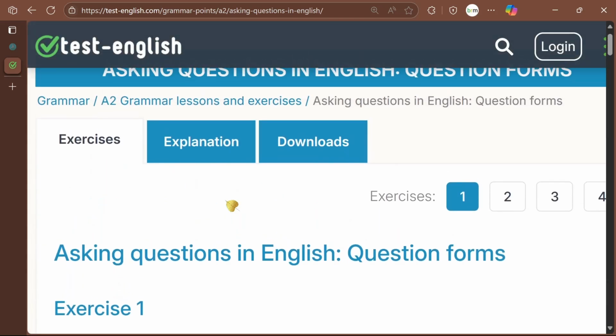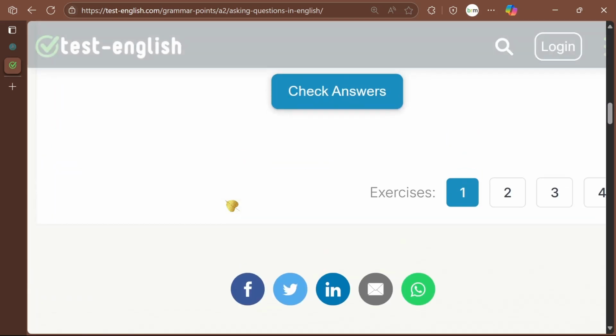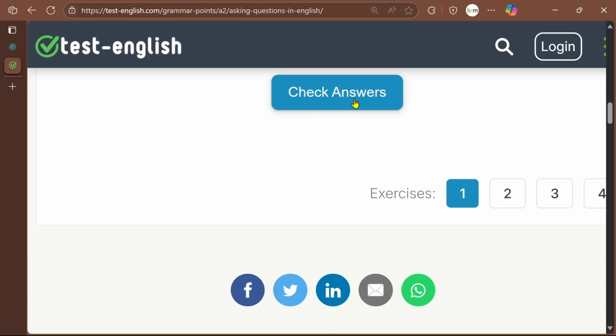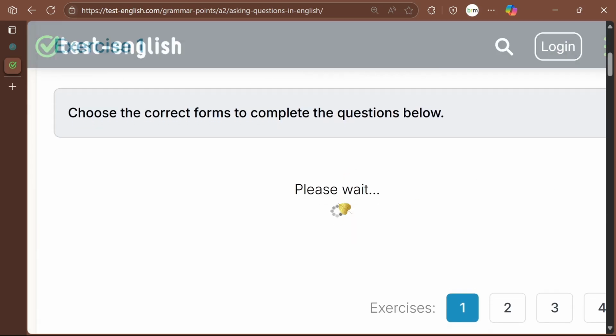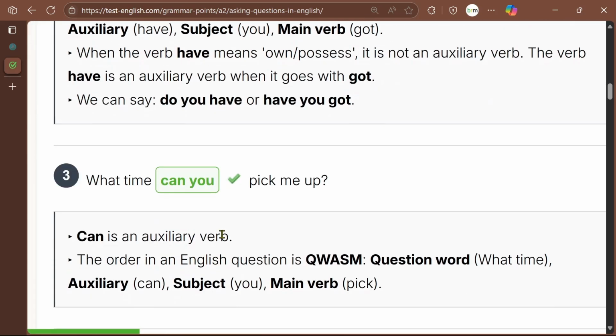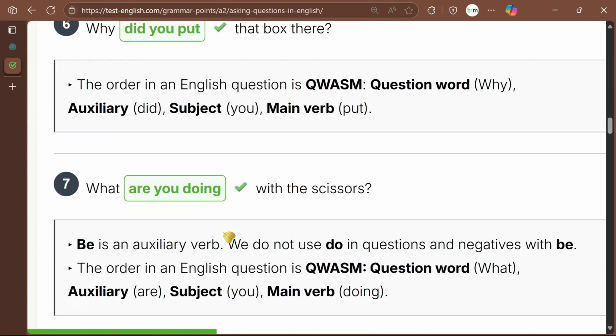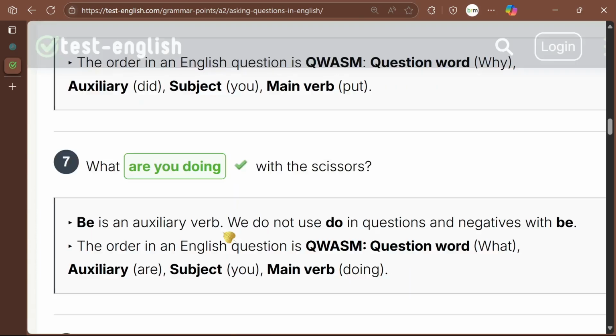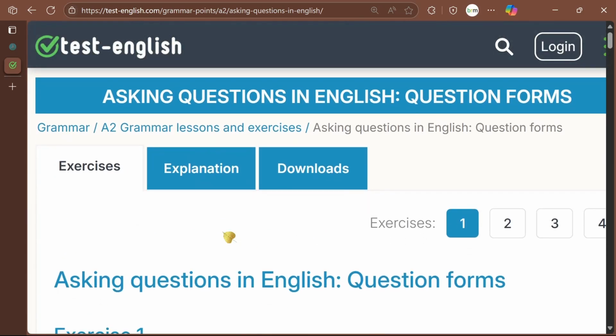So you can do this by yourselves and then check your answers. Let's check our answers. See? All of the ones we answered are correct. Okay, we're not going to do everything. You have to do it yourselves.